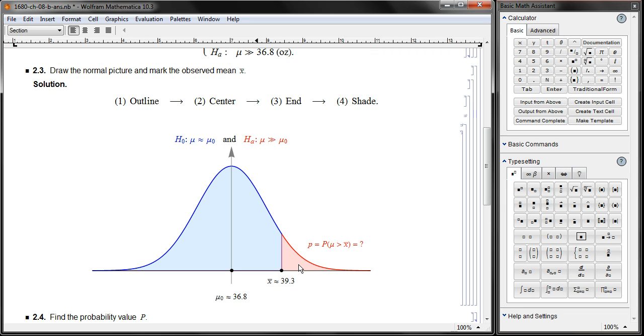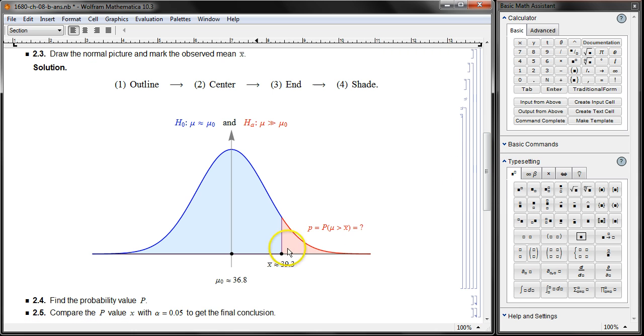Now, a little bit confusing part begins from this point on. What does this p-value, this red area, mean? What is the meaning of this red part? Well, here we go. Roughly speaking, this is the probability of type 1 error, which means the probability, assuming that the null is right, mu is indeed equal to 36.8, that the sample mean ends up with 39.3 or higher, just by mistake, just by randomness.